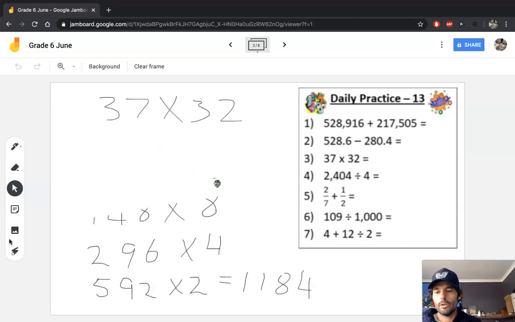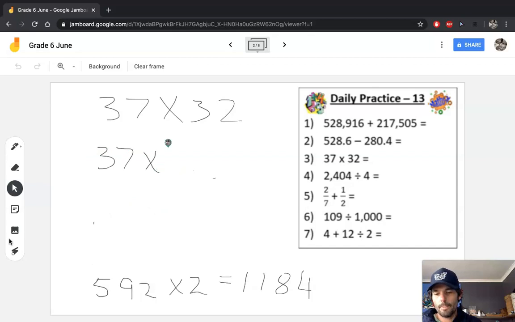So another way we could go is perhaps 37 times 30. All right, and we just need to go 37 times 3. So 30 times 3 is 90, 7 times 3 is 21. If I add 90 and 21 together, I get 111. And then I must remember the 0 from multiplying by 30.